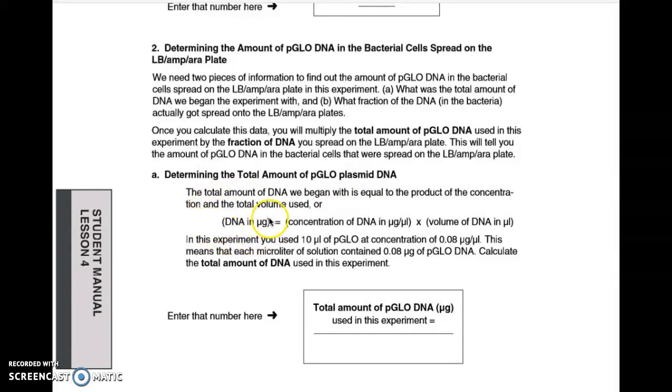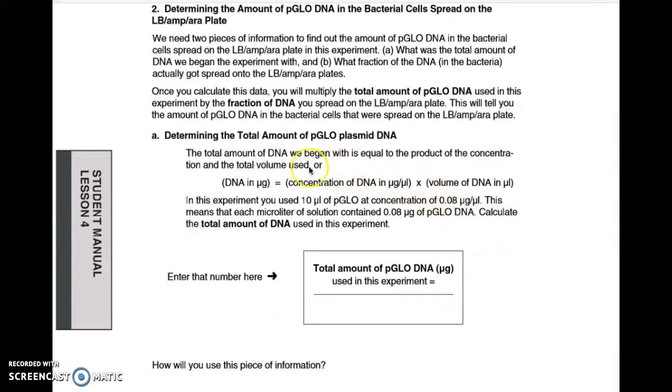Here's the total DNA equals the concentration of the DNA times the volume that you put in the microcentrifuge tube. The concentration of the DNA is a little more confusing than just counting the colonies because you weren't responsible for some of these numbers, but they're contained right in this procedure. So let's just see if we can pull them out. The concentration of the DNA is right here. It tells you it's 0.08 micrograms per microliter. So it's this number right here.